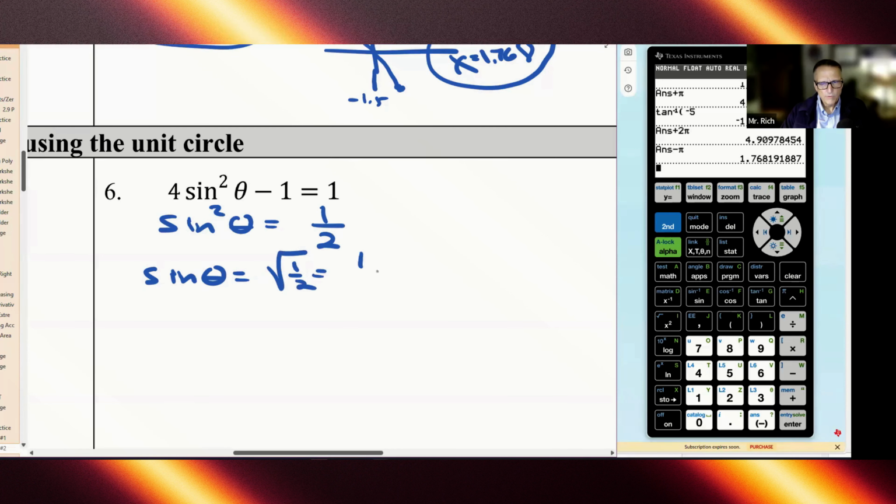Well, that's 1 over the square root of 2, right? I take the square root of the 1, the square root of the 2, I get that. I rationalize the denominator, I get that. Root 2 over 2. And it's a plus or minus.